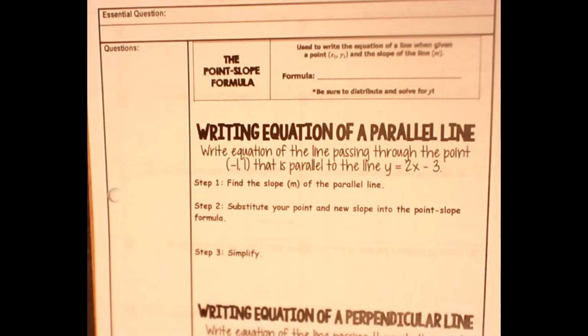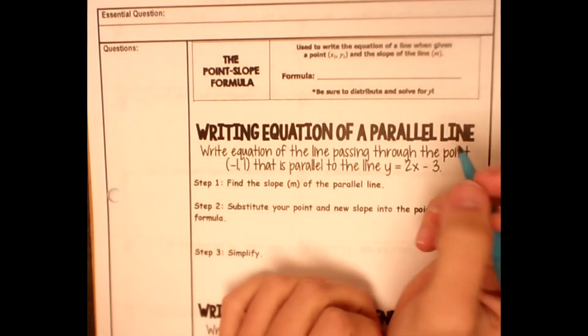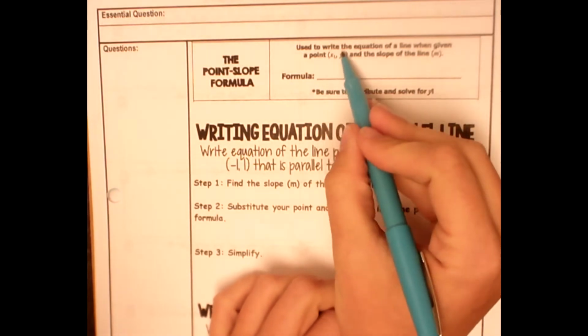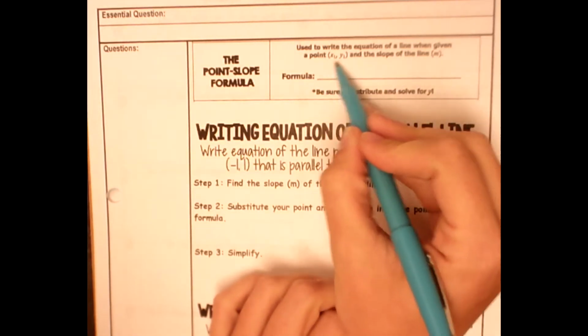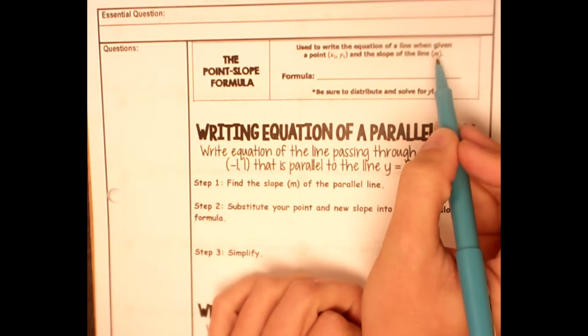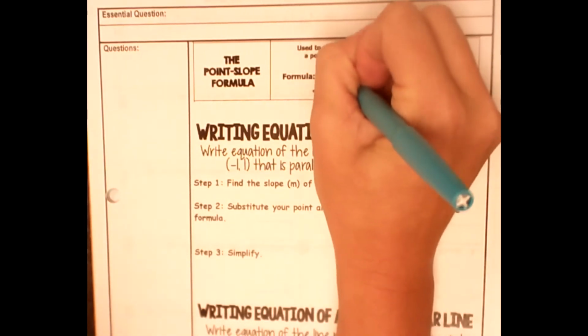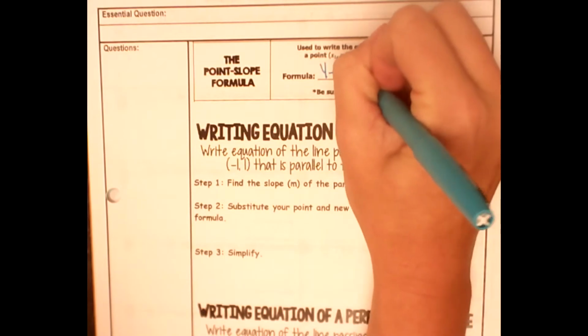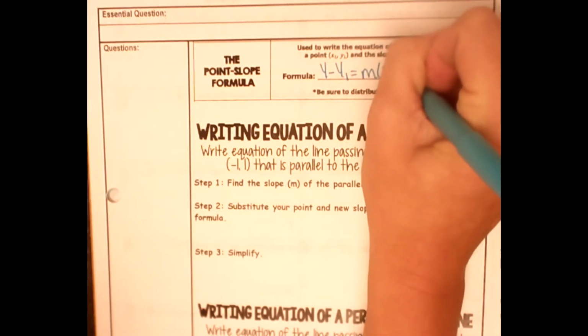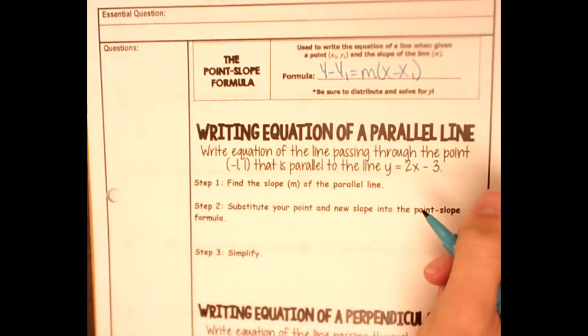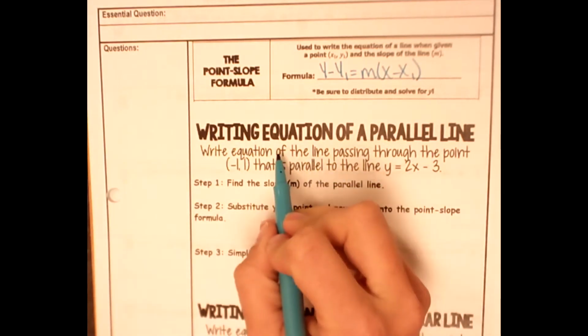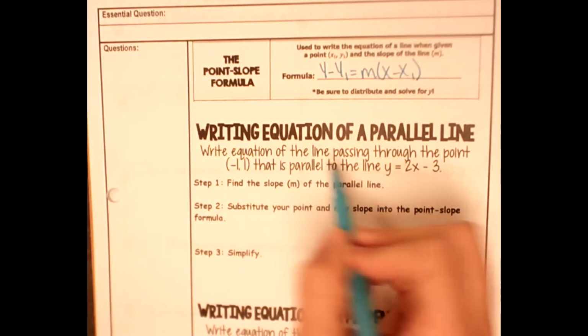When writing equations of parallel and perpendicular lines, what we need to remember is the point-slope formula. It's used to write the equation of a line when given a point and the slope of a line, which is what we're going to be using. Our formula is y minus y1 is equal to m times x minus x1. The first thing we're going to start with is writing equations of a parallel line.